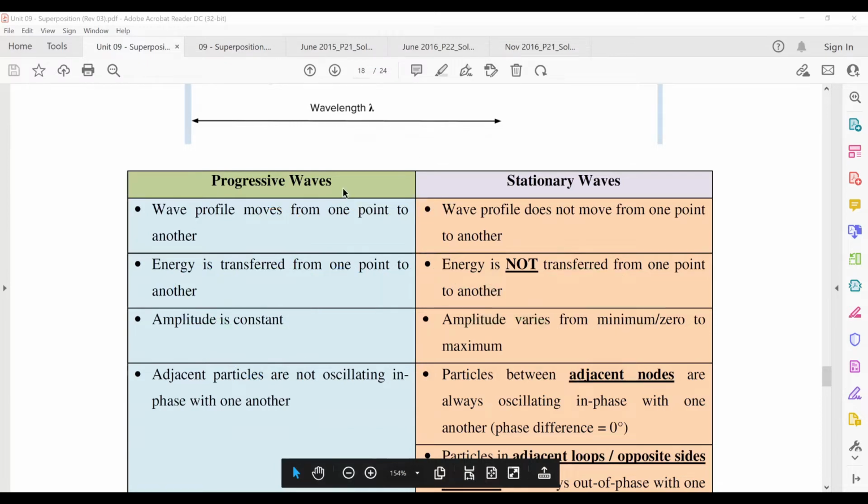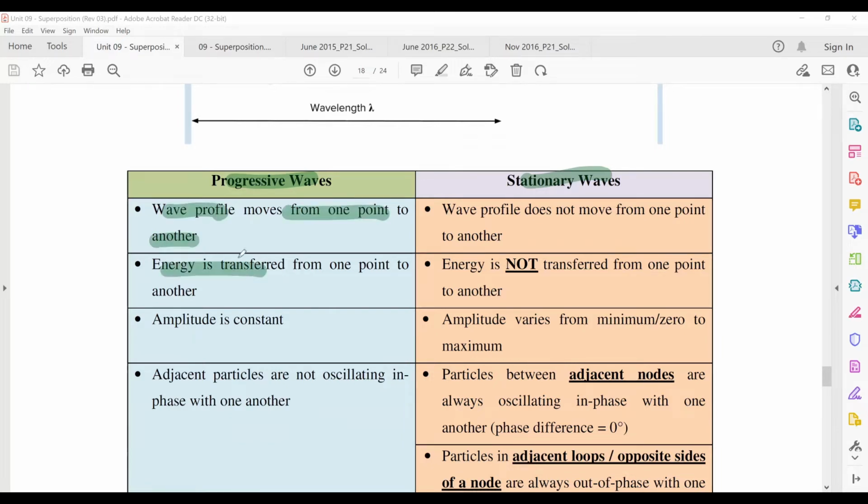Now, there is also a very common question where they will ask you, what are the main differences between progressive wave and stationary wave? The first few points should be readily understood. As I mentioned, progressive wave profile moves from one point to another. Energy is transferred from one point to another. But when you go to stationary wave, it's the direct opposite. Wave profile does not move from one point to another, and energy is not transferred from one point to another. This part can be readily understood. It's the next two parts that sometimes need a bit of explanation.